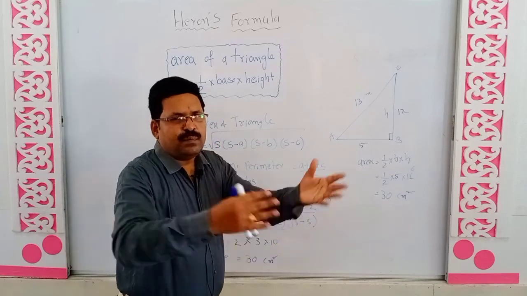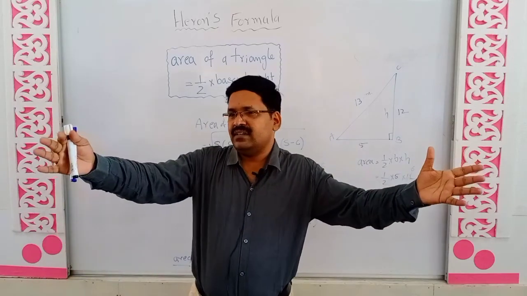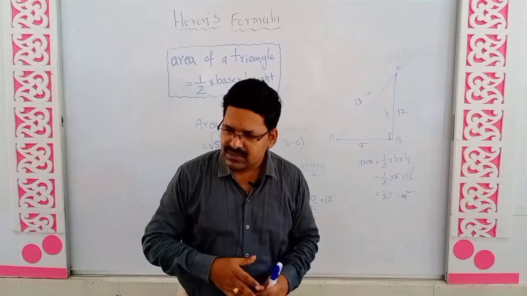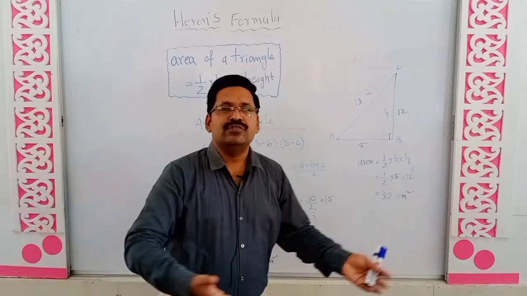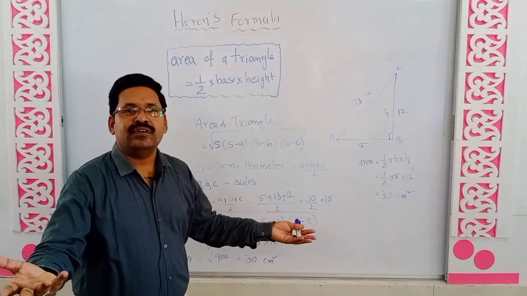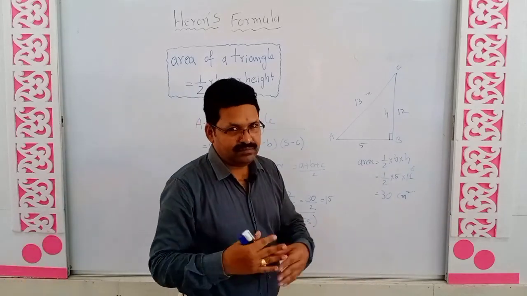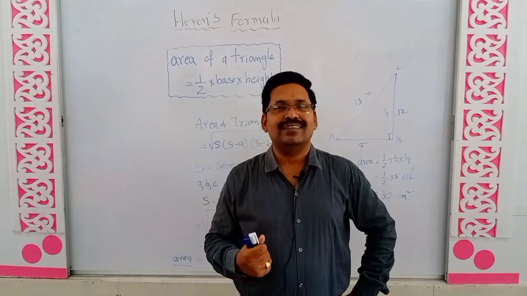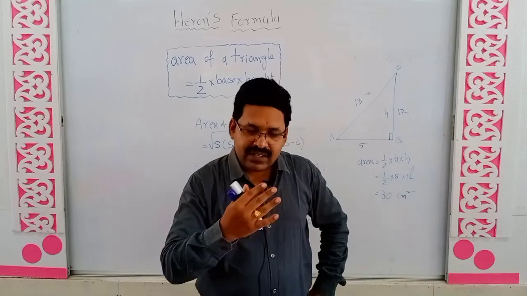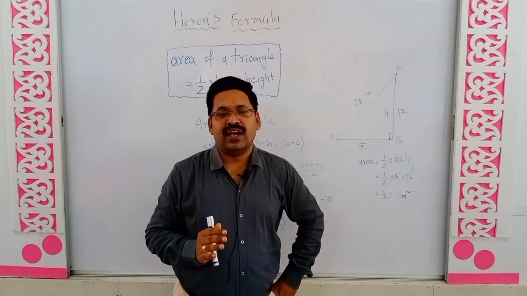So how are we going to use it? There is a park. The park is in the shape of a triangle. You just go and find out the lengths and use Heron's formula. You can find out the area of the triangle. This is very simple. This is another way of finding out the area of the triangle.